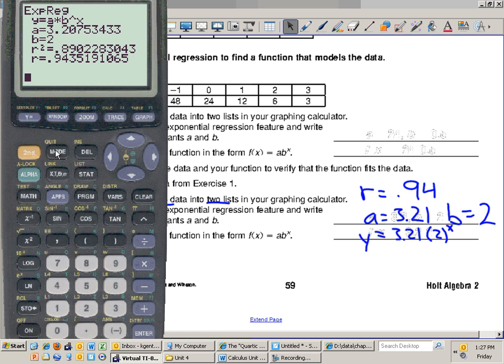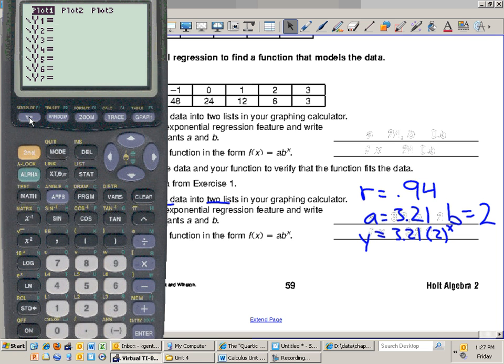So if I quit this and I go into Y equals, and I type in 3.21 times 2 to the x, it's neat because everybody has seemed kind of interested that it fits the data so well, just like Summer said. If you look at this graph, watch the graph. It does a very good job of going through those points. Now, Nathan brings up a good point. He says it just goes through one of them, okay?